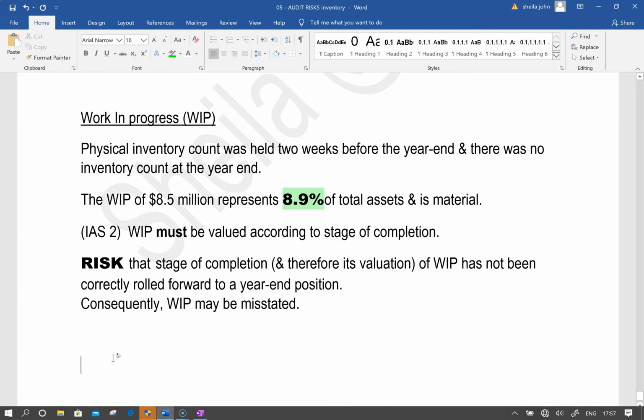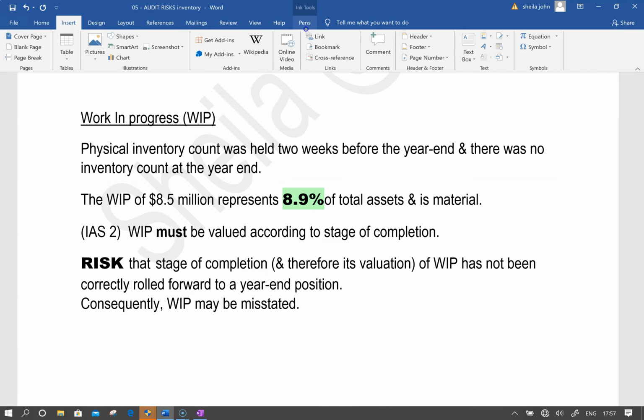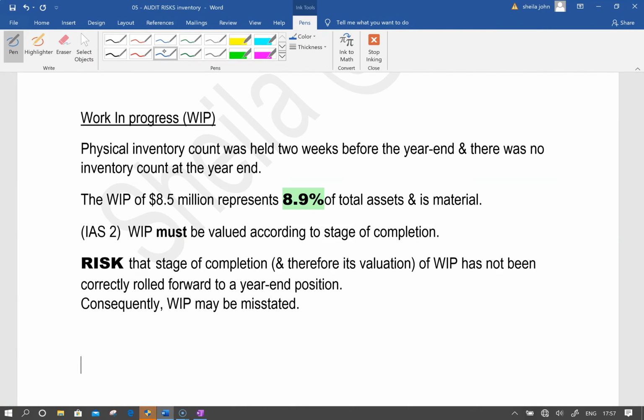Let's have a look. We've got the observation. Remember, there are no marks for the observation, but the point down here is that the observation is important because that would help you to further develop your answer. The point down here is that the count was held 2 weeks before the year end, and therefore there will be no count at the year end.